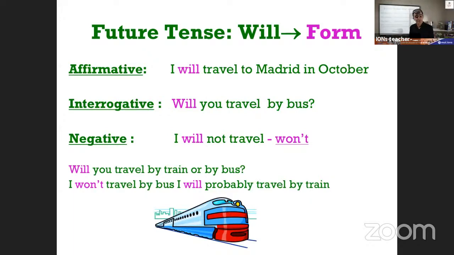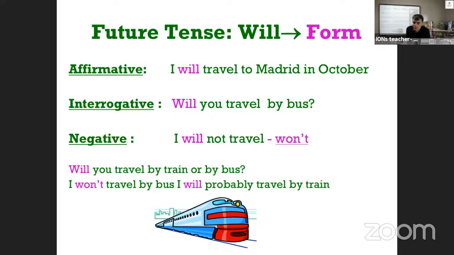You never know. I will travel to Madrid in October. Will you travel by bus? This is a question form. And there is a negative form, which is I will not travel, which could also be rendered with won't. Mind my pronunciation. Won't, not want.